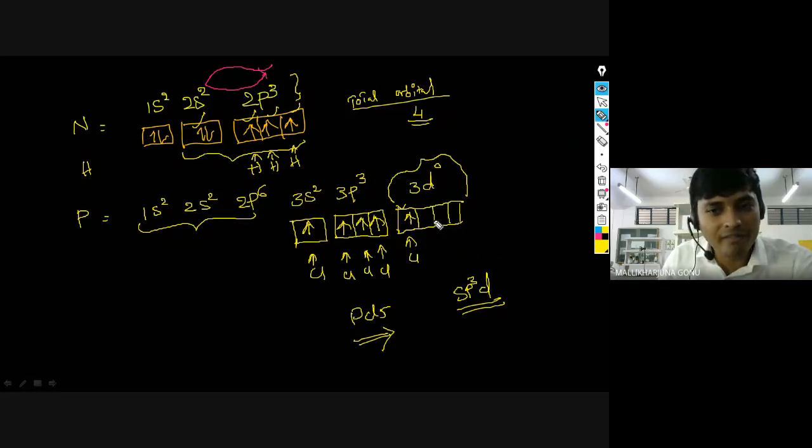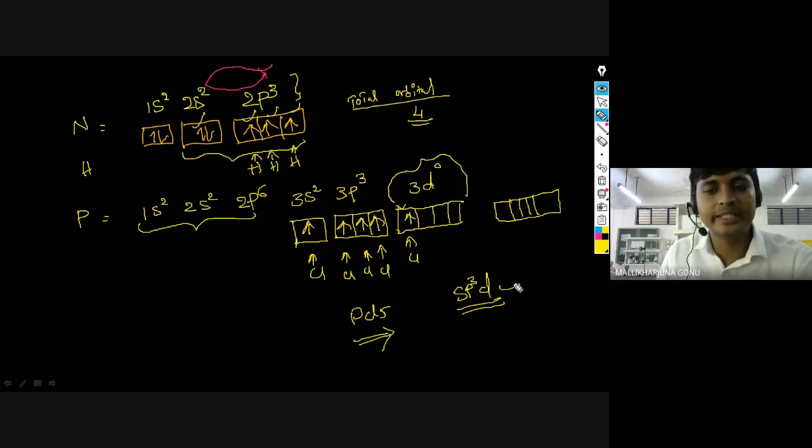This is how all will combine together. 5 orbitals with the same energy will be formed: 1, 2, 3, 4, 5. All these are this one only. That's how PCl5 shows sp3d hybridization.